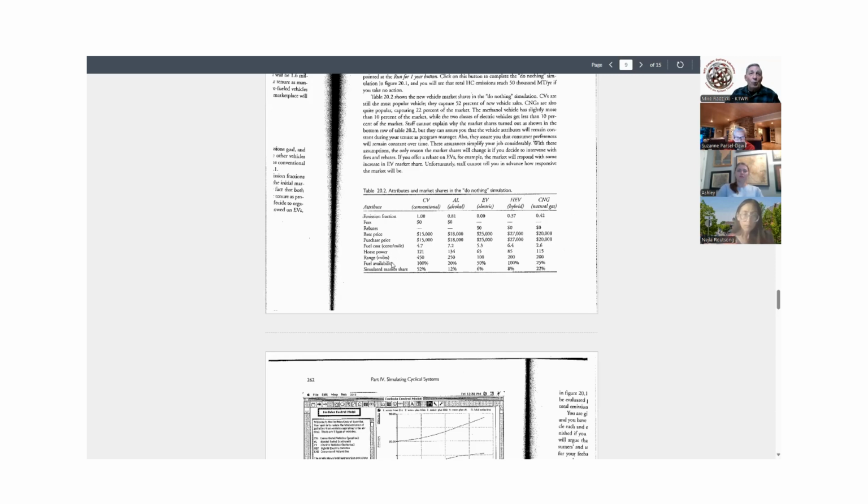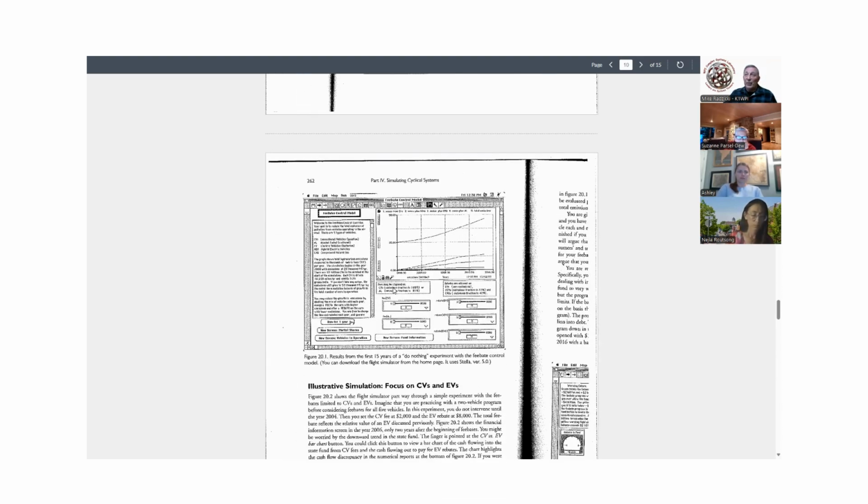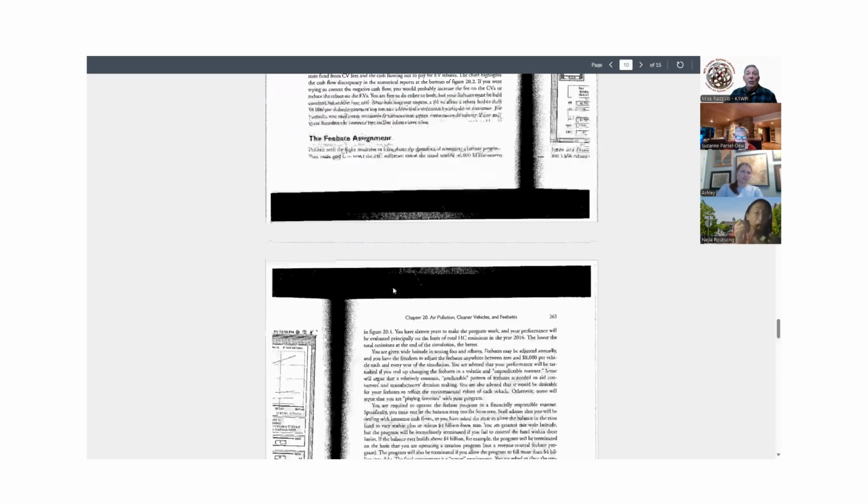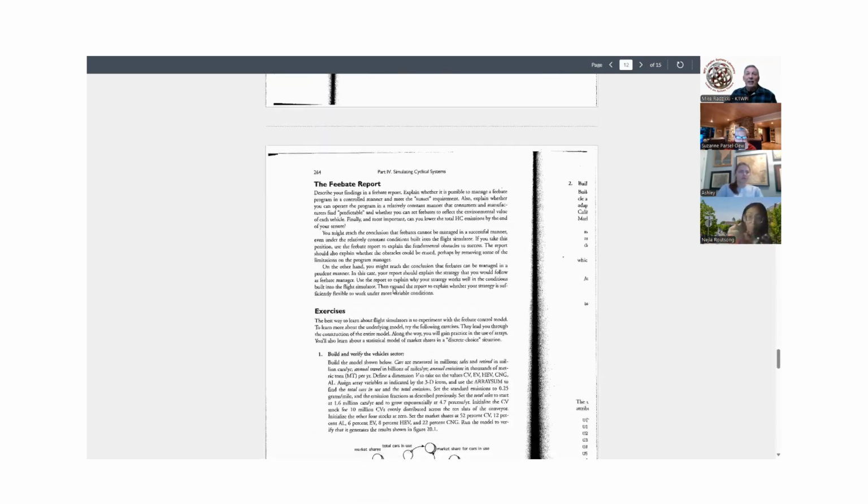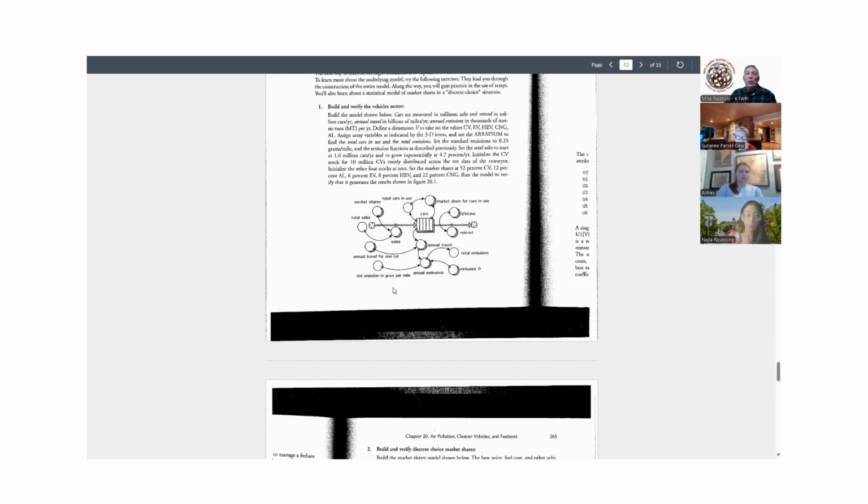Here in the chapter we have rebates, fees, base price of the vehicle, purchase price, fuel costs, horsepower, range, fuel availability, and so forth. So there's a list of attributes, and they have to be smeared together into a metric of attractiveness. Then you do that for each of the model cars, and you can see how the market is divided among the various types of vehicles. You say, oh my gosh, how do you do that? Well, he shows you how to do it right here.